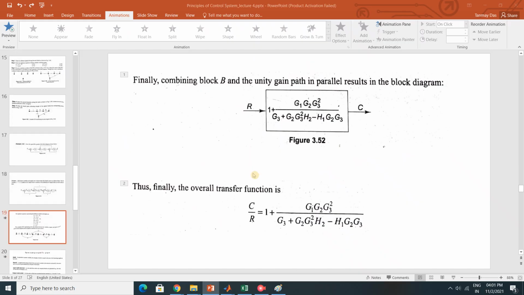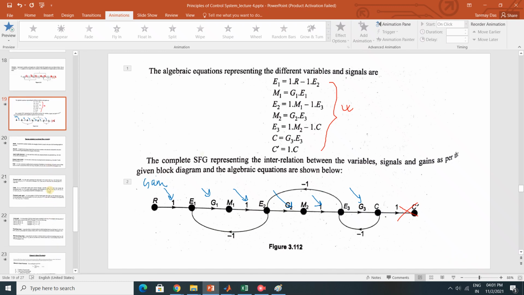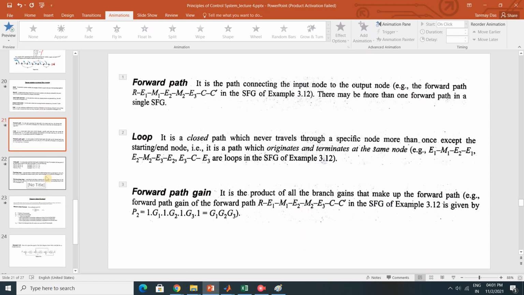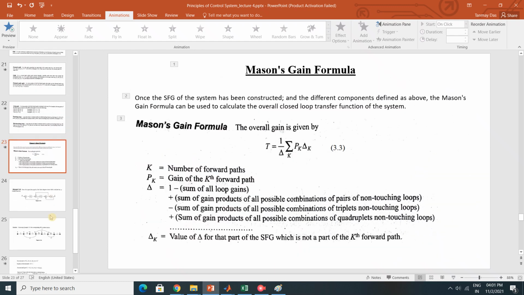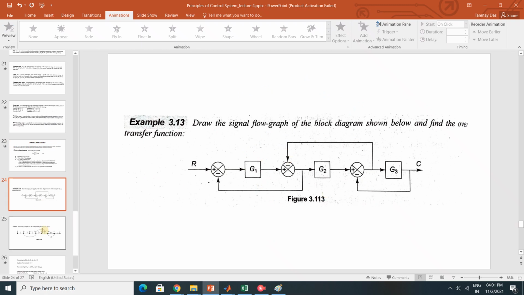Okay, so I am ending my lecture over here, because in the next class, that is tomorrow, we will continue with how to exactly find the transfer function, because till now we have not learned how to find the transfer function. We have only learned how to represent a block diagram in a signal flow graph. Now we will learn the steps: what is a forward path, what is the forward path gain, what is touching loop, non-touching loop. Then we will use the Mason's gain formula to solve it.